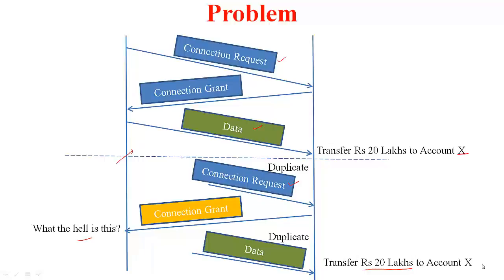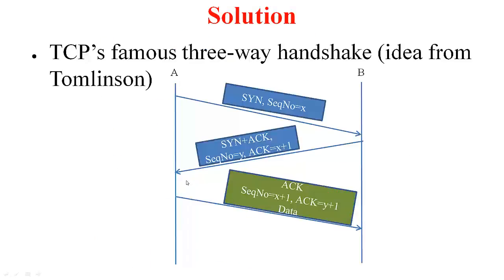So what is the solution? It's a bit tricky, but nonetheless, think of how you can solve this problem. Originally, the TCP implementations did exactly this, but then this problem arose and later they changed the implementation. So here is the solution. The famous three-way handshake of TCP. So this idea was proposed by Tomlinson.